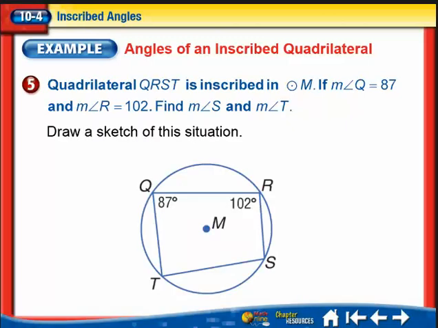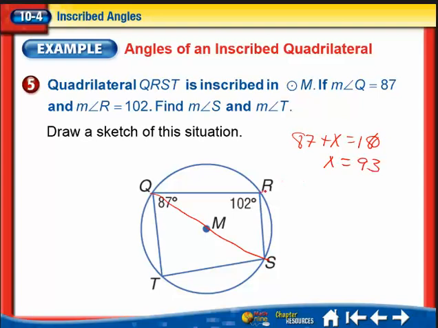Okay, here's another situation. They could give you words, in which case you would need to draw a sketch. So they give you circle M, so M's in the middle. You have QRST inscribed, so all 4 of those points need to be touching the circle in order to be inscribed. If we know Q is 87 and R is 102, find S and T. Well, what do we know about Q and S? They are supplementary. So 87 plus some number has to equal 180. That some number is going to be 93.